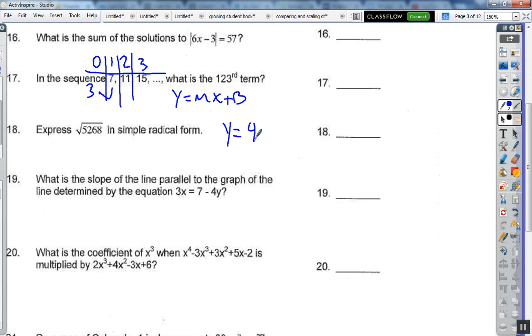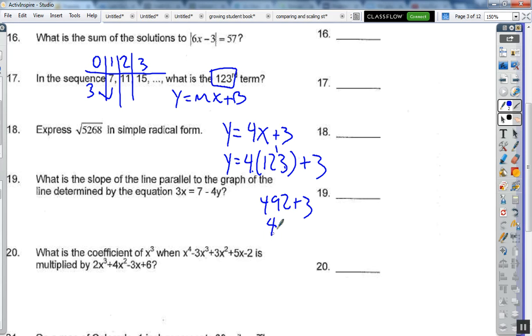That's what it's going up by. And we want to find the 123rd term. So we have y is equal to 4 times 123 plus 3. Well, 4 times 3 is 12, carry the 1, and then we have an 8. Plus 1 is 9, and then plus 3, and we have a 495.